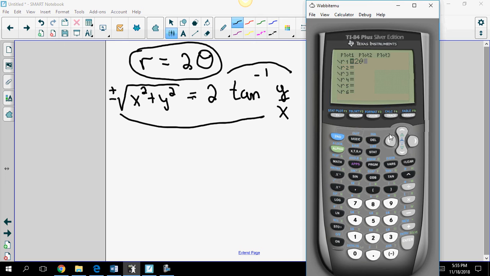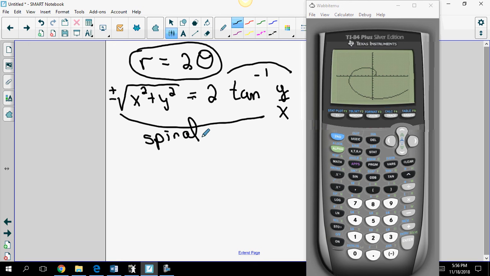Clear. 2 theta. Hit graph. Okay, it shot off my screen. So let's try zoom 6 maybe. Zoom 6. Whoa, spiral. Pretty nice, huh? It's called a spiral of Archimedes. Pretty awesome.